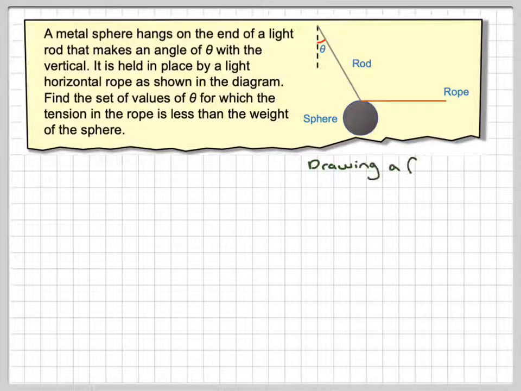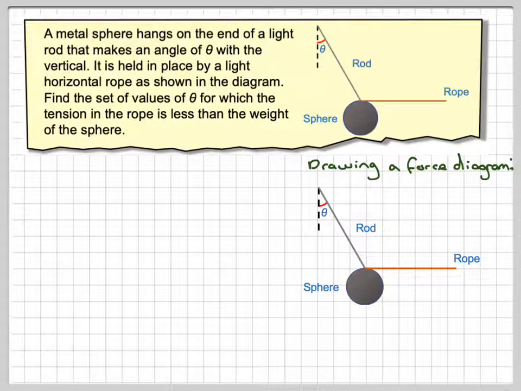Okay, so in all mechanics problems, it's always good to draw a force diagram. So there's my force diagram. We have a weight acting down. The interesting thing about this question is that we have no numerical values. So the tension in the rope will be T1, and the tension in the rod will be T2.